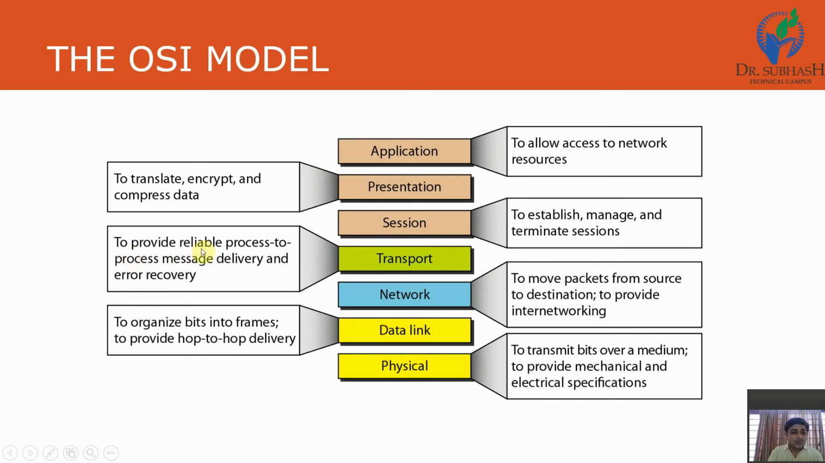The transport layer provides reliable process to process delivery and error recovery. There are so many processes working in the same domain, so we have to communicate between each process. Remote method invocation and remote processing are all at the transport layer. The session layer establishes, manages and terminates the session. The presentation layer translates, encrypts and compresses data. The application layer allows access to network resources. This is the complete OSI model.